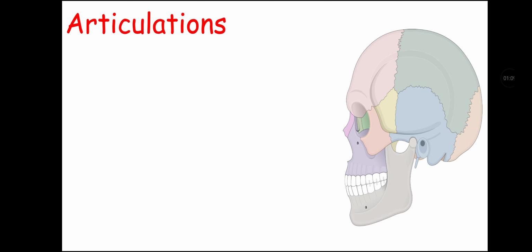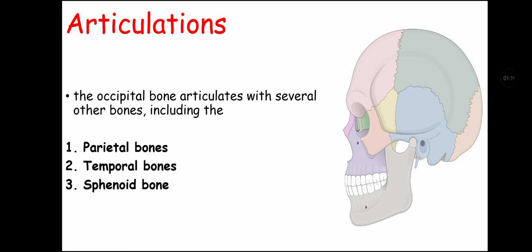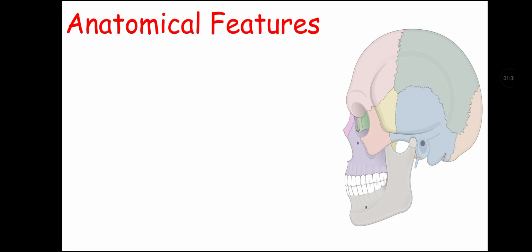Now let's talk about articulations of occipital bone. Occipital bone articulates with several other bones, including the parietal bone, as you can see in the diagram, temporal bone, sphenoid bone, and the very first cervical vertebra, that is also called atlas. So these are the four important articulations of occipital bone that you need to know. Next we will talk about anatomical features of occipital bone.